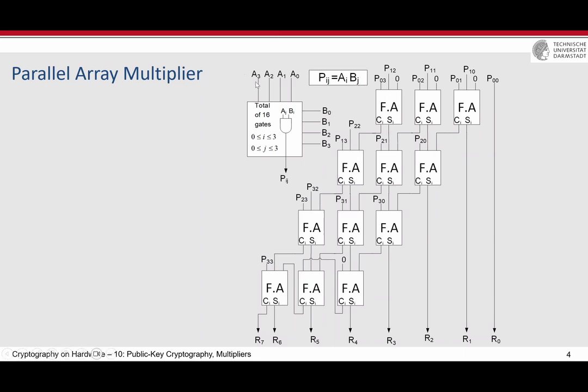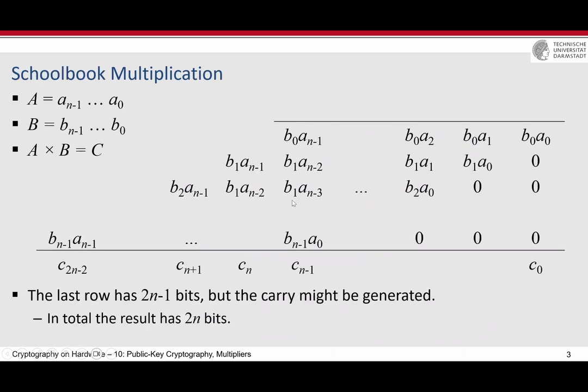Then when we have 4-bit by 4-bit, we have 16 different Pij. This is actually similar to here: you have exactly n by n, or n to the 2, different Pij.